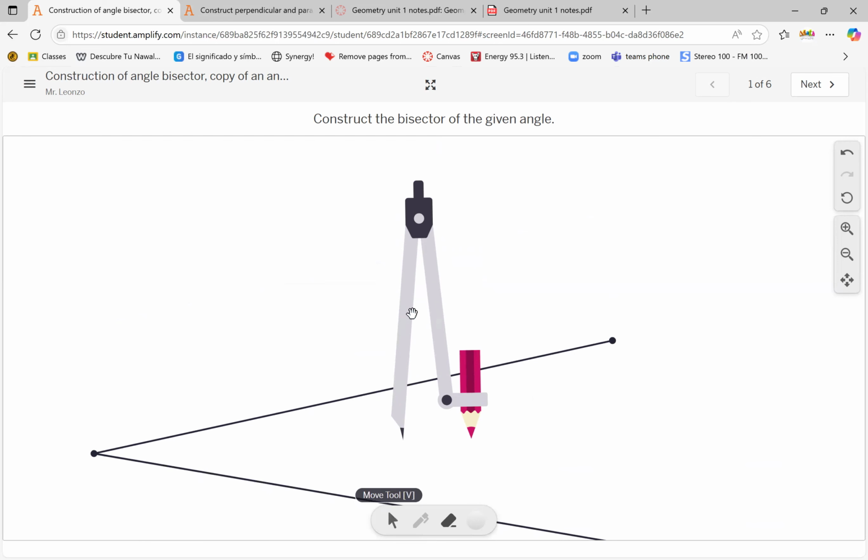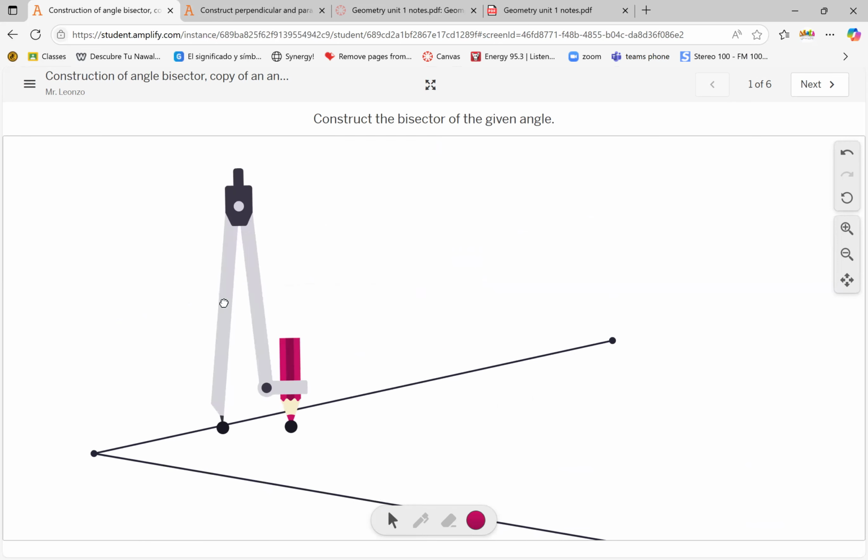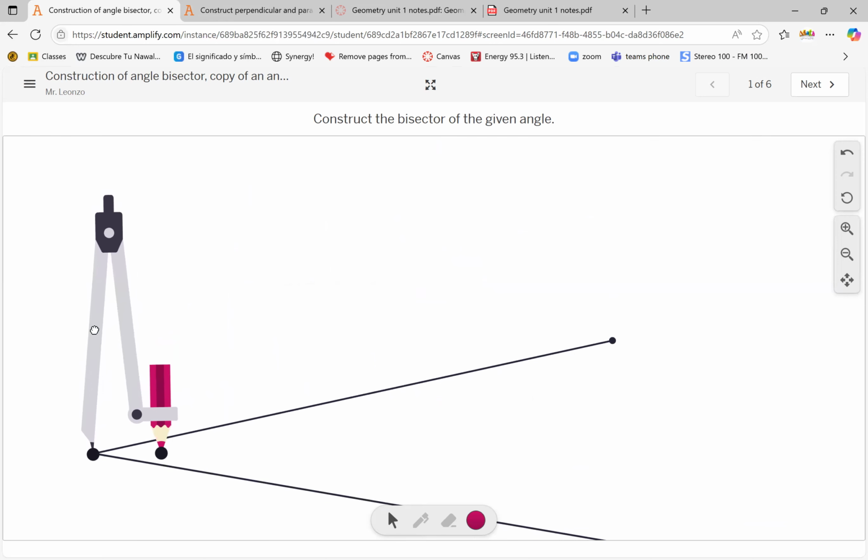I'm going to make sure you have it here in the move tool. So I'm going to grab this and bring it to the corner of the angle. You guys see this point right here? I moved it to the corner of my angle. We tend to call that the vertex.